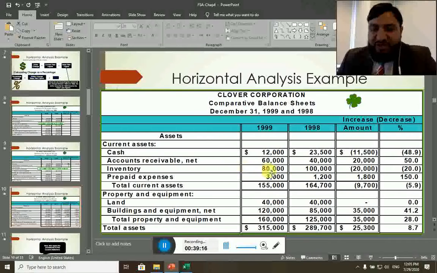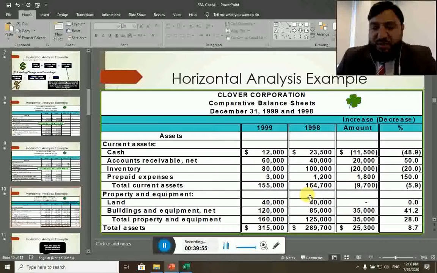Then we have inventory, 80,000 minus 100,000. So there is 20,000 minus. Minus 20,000 divided by 100,000, we'll get minus 20%. So it means there is a 20% decrease in the inventory, a 50% increase in the receivables, and a 48.9% decrease in cash. Similarly, the same operation is done for all of the line items. So we have the dollar change and we have the percentage change, right? So how will we interpret the results now?